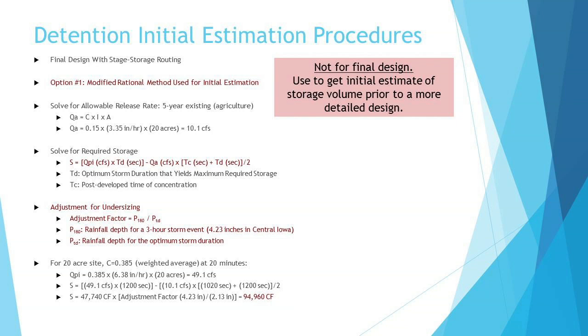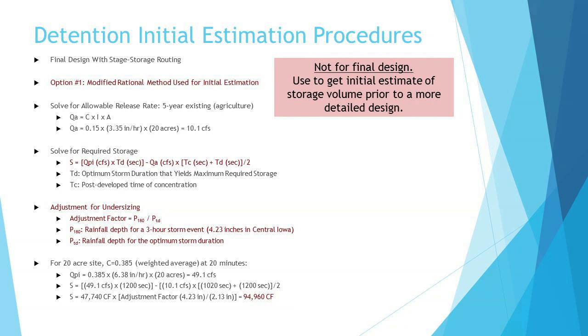So for our 20-acre site, we do the equations that are in that table, and these again are outlined in the Iowa Stormwater Management Manual. In this case, we get a storage of about 47,000, which is similar to what we got before, but the adjustment factor that's used is basically a ratio of the rainfall you get from a 3-year storm over the storm of optimum duration. So we have 4.23 inches of rain, which is a 3-year rainfall volume, over our event, which was 2.1 inches for that 27-minute or 20-minute storm in this case. That gives us an answer of 94,000 cubic feet.